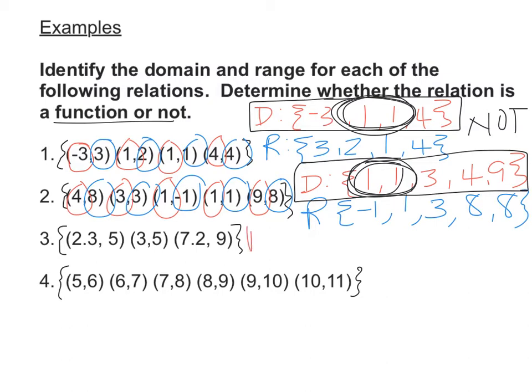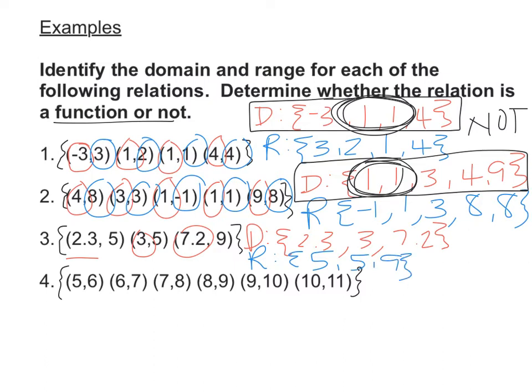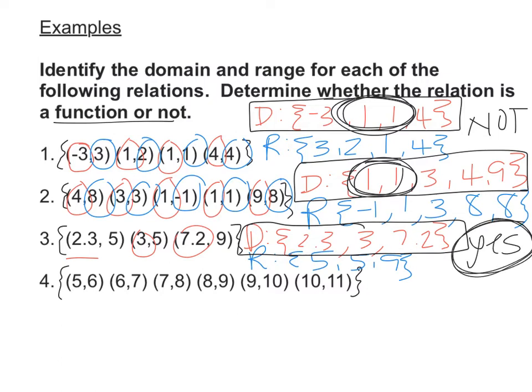So for number 3, our domain would be 2.3, 3, and 7.2. Our range, in order, would be 5, 5, and 9. In order to tell if it's a function, you only look at the domain. 2.3, 3, and 7.2 has no repeaters, so yes, this is a function. Okay, and that's all you have to do is look at the domain.